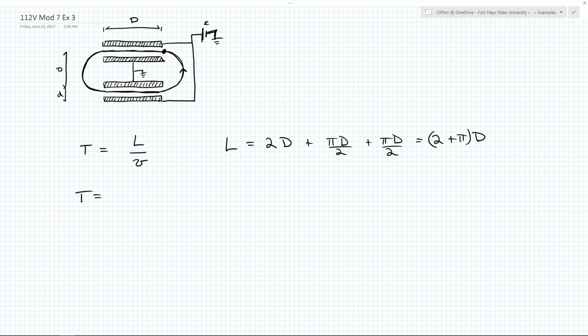And then we could calculate what the time is by taking this length. Oops, see what I mean? And dividing it by the velocity. So now we've got to figure out how fast the particle is traveling. There's two pieces to the motion.